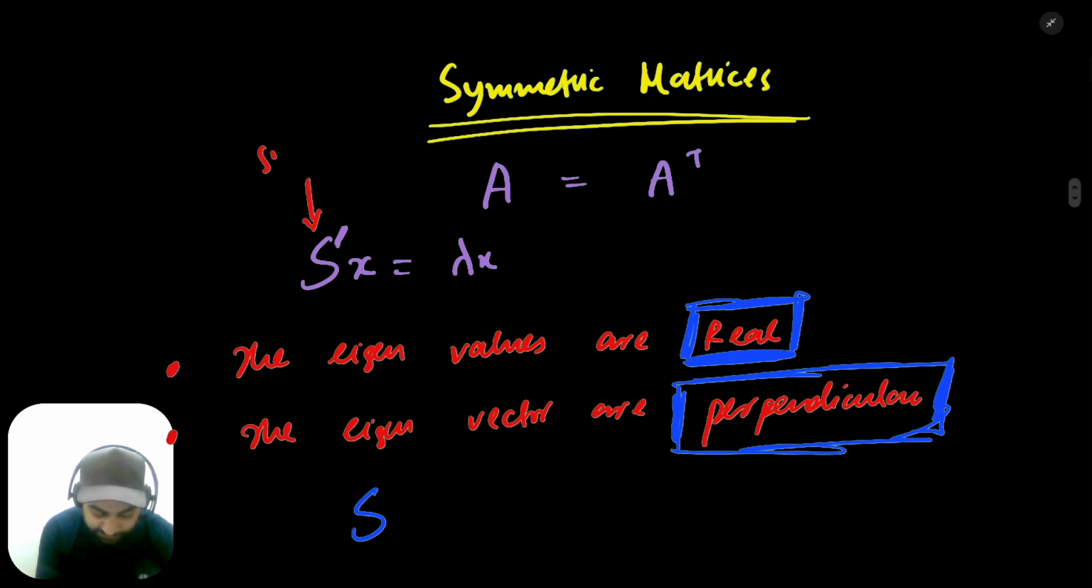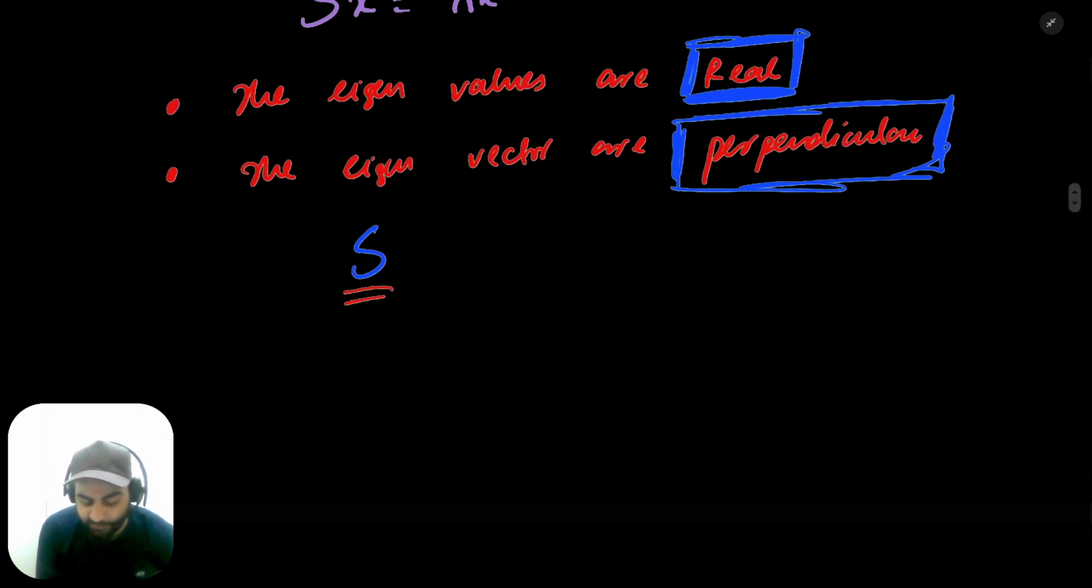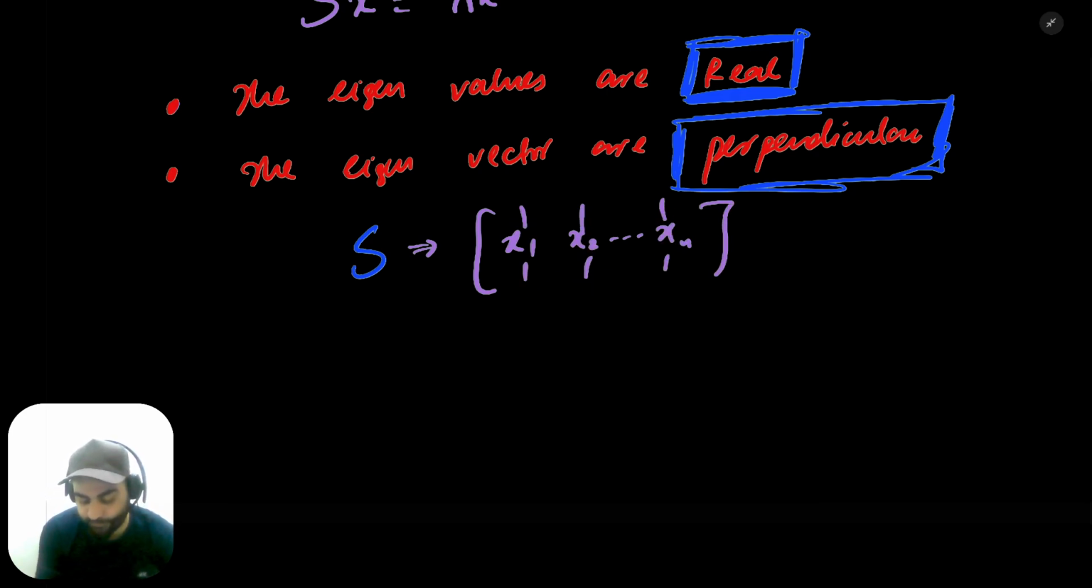This is the symmetric matrix, because we have used S also for those eigenvectors, and I don't want to overload the symbols. So this is our S, the collection in which we put these eigenvectors. Let's suppose we have x1, x2 till xn. This is our S matrix, and this S dash is a symmetric matrix.